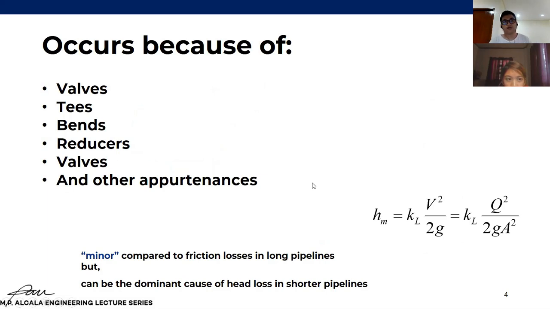Next. So this occurs because of the following types of minor losses. The valves, T's. Ano yung mga T's? Ito, ganyan, di ba? T-connectors ng mga pipes. So you have a 3 branch. One to the right, one to the left, and one downwards. Okay? So meron ding pwede ring cross, di ba? Reducers, valves, and other opportune nuances. So minor compared to friction losses in long pipelines and can be a dominant cause of head loss in shorter pipelines.